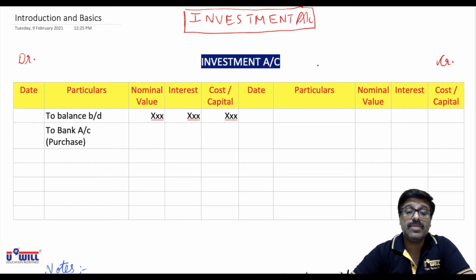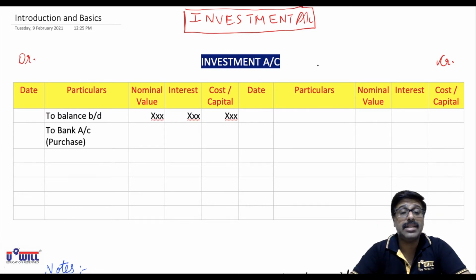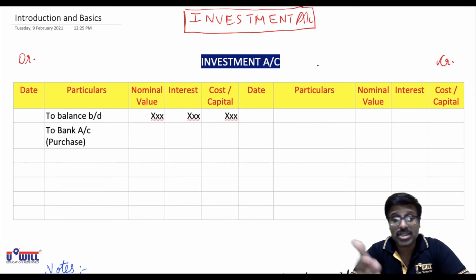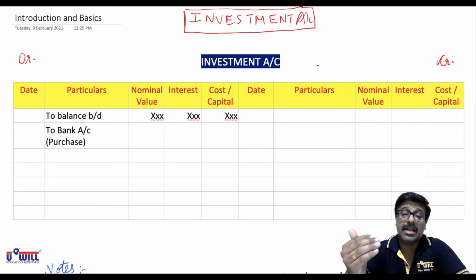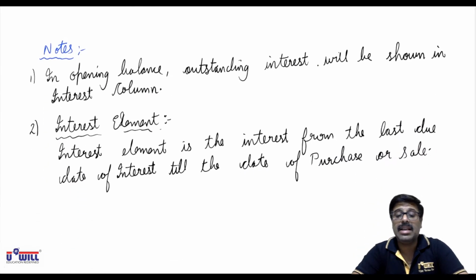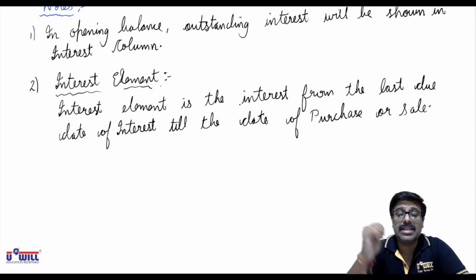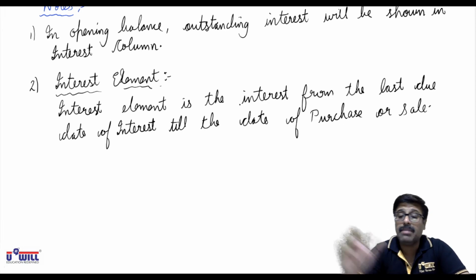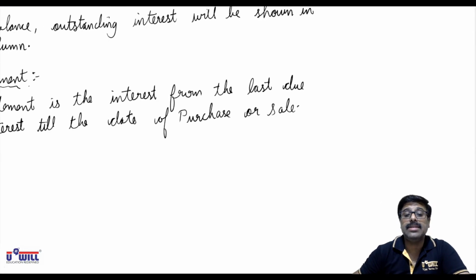So you may have debentures where the interest becomes due on 31st March only once in a year. Or if you remember, in the last lecture itself we solved that question of own debentures wherein the interest was due two times in a year, half yearly, 31st March and 30th September. Interest may be paid by the companies quarterly also, half yearly also, yearly also. So this interest element is the interest from the last due date of interest till the date of purchase or sale. For example, suppose the company pays interest two times in a year on 31st March and 30th September. I repeat, company pays interest two times in a year, that is 31st March and 30th September.